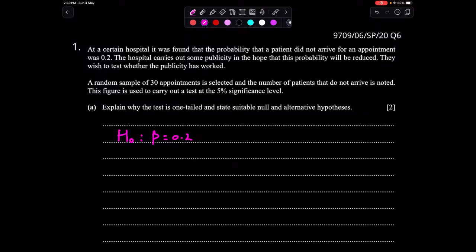The hospital carries out some publicity in the hope that this probability will be reduced. So this is very important. Lesser sign. So this is H1: P has decreased. You should write in words decrease. I'm just saving time, but in CIs, you have to write decrease here.